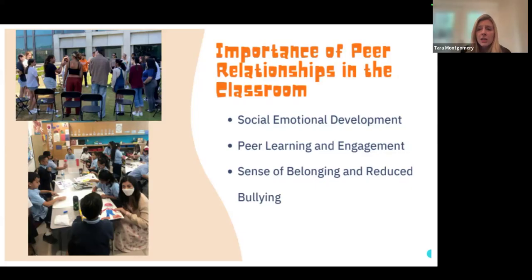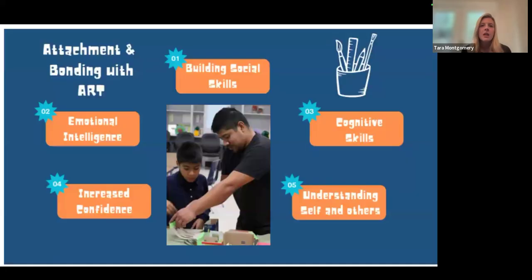So peer relationships in the classroom supports social emotional development. They're willing to learn from one another more if they have better relationships. It keeps them more engaged. It creates a sense of belonging, and then it reduces bullying. So if they're connecting and building relationships with one another, you're probably going to have less problems with bullying or students being picked on or students not liking one another.